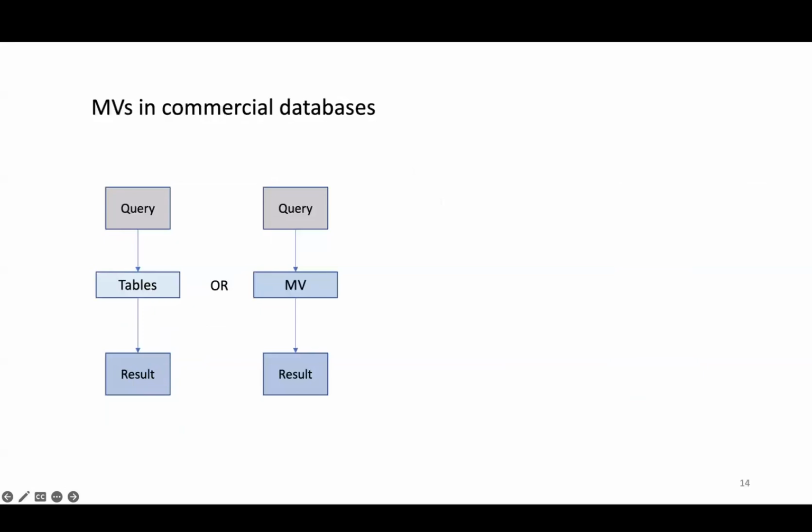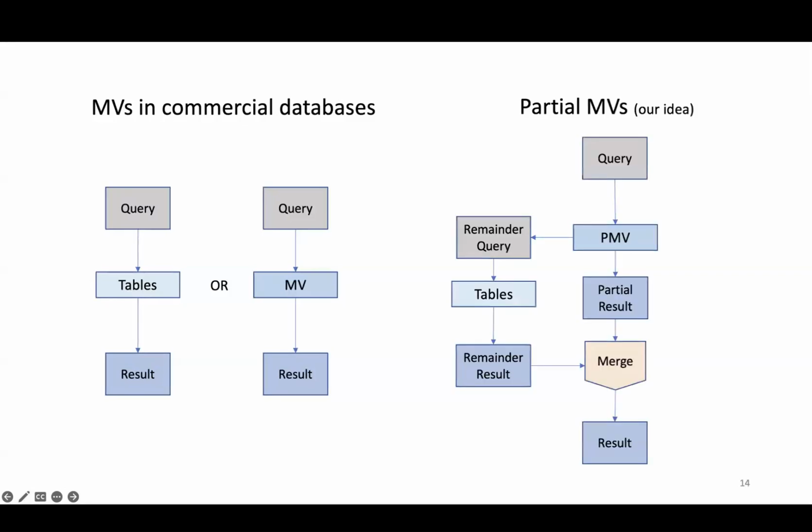However, materialized view usage is typically a binary decision, meaning either we read the materialized view or we read the base tables, but not a combination of the two. And this limits their flexibility. So our idea with partial materialized views is to allow answering part of the query using the partial materialized view, which results in a partial result, then send the remainder query to read the base tables, which produces the remainder result, and merge these two to form the final result.